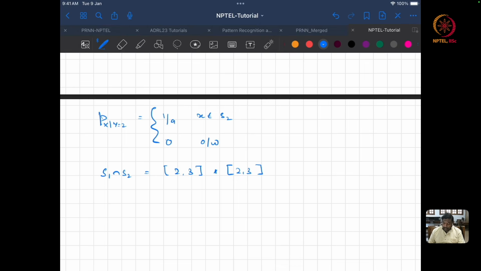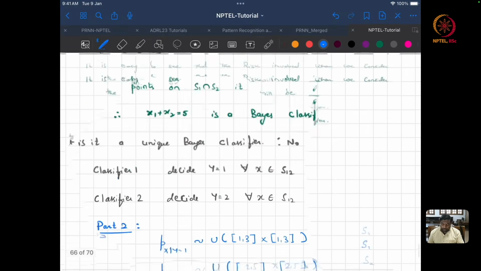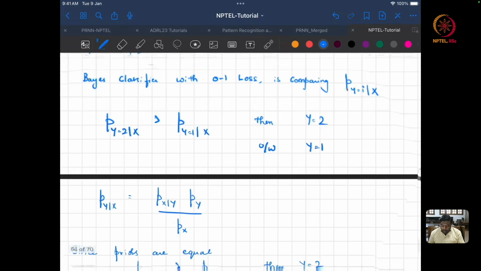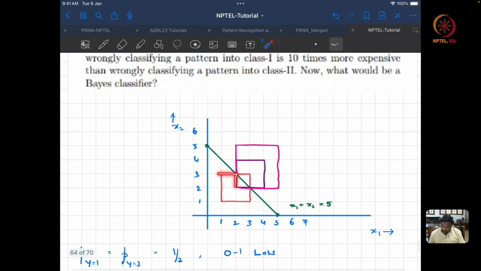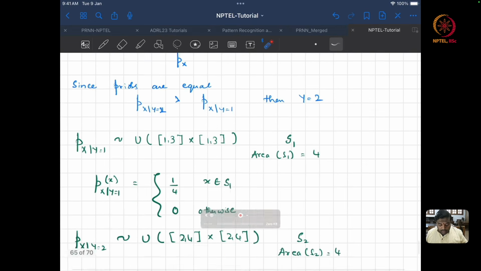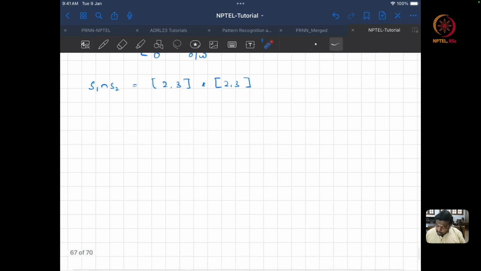So now what is the question? Whenever you are using the same line, for anything here you decide y is equal to 2, no problem. For anything here you decide y is equal to 1, no problem, because the other class conditional will be 0. The only issue arises in this intersection region, where both the class conditionals have value.